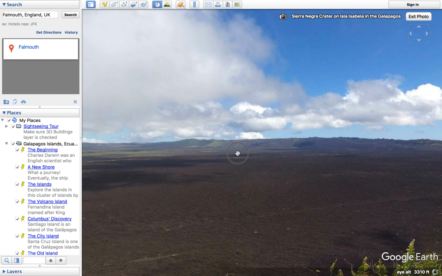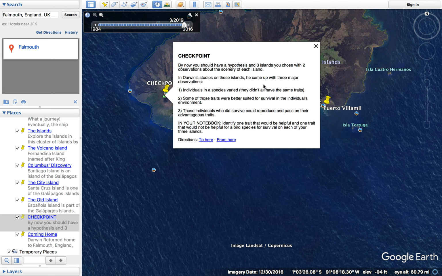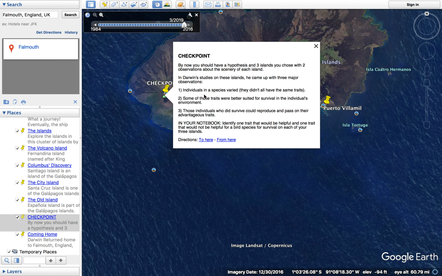Okay, so then I have a checkpoint for students as they're exploring the different islands. They can explore more than just those 4 that I did. This checkpoint on the main island prompts students by reminding them that they should already have a hypothesis and then 2 observations for 3 islands. Then I give them this additional piece. Darwin's studies on these islands came up with 3 major observations.